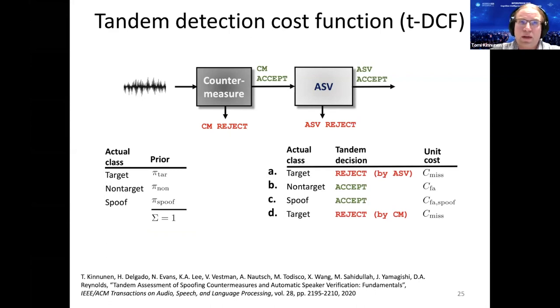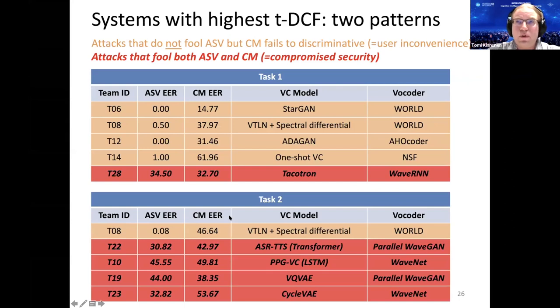So generally speaking, there are four different errors that can happen in this kind of combined system. Two of them are related to user inconvenience and two are related to security breach, let's say. There are parameters, but basically you put in these parameters and you get one number that tells how well the combination of the two systems works. So we computed this metric for the different voice conversion systems. And here are, from each task, the top systems identified by the highest tandem DCF.